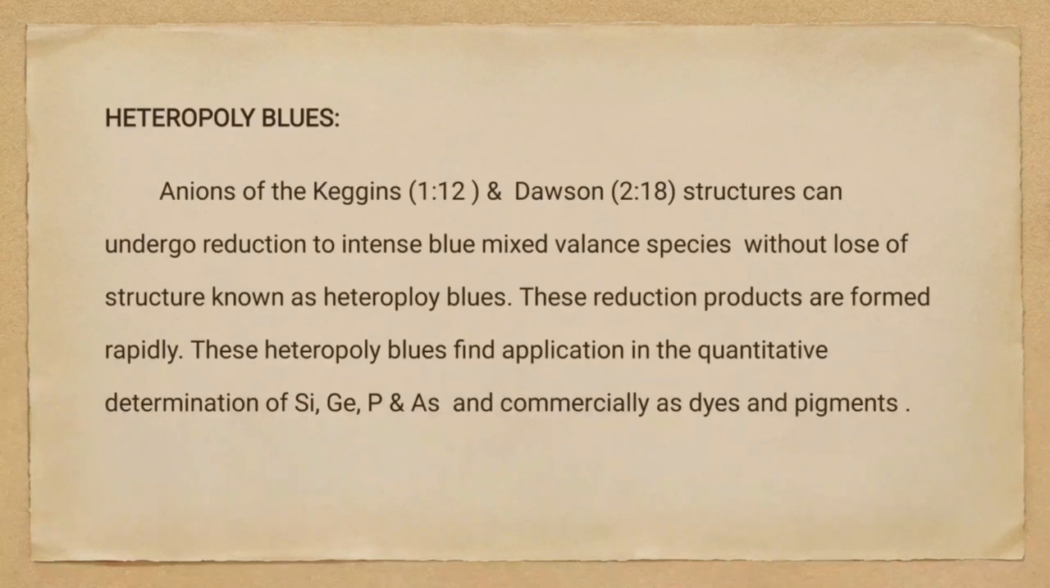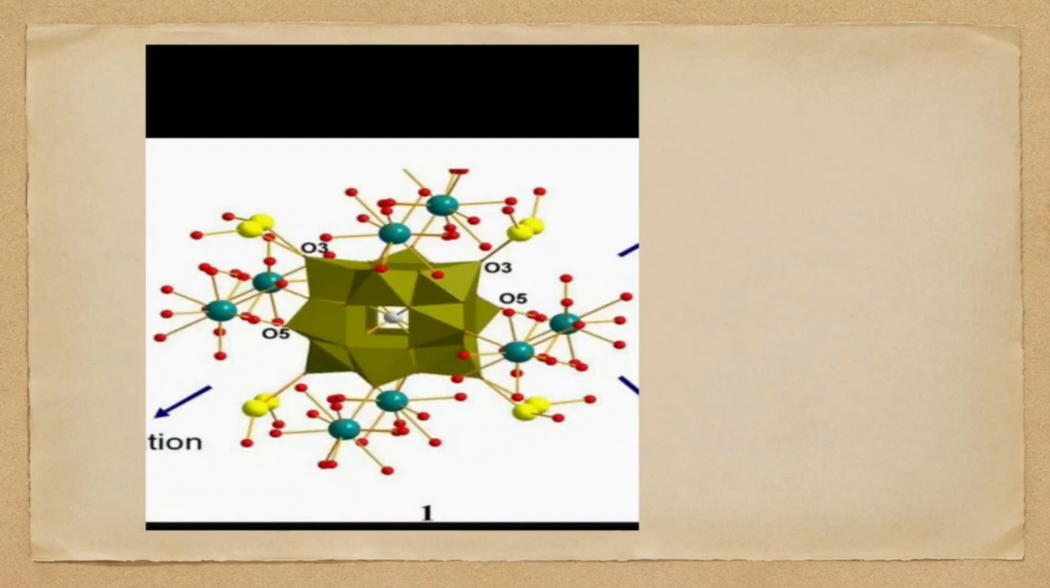Heteropoly blues. Anions of Keggin 1:12 and Dawson 2:18 structures can undergo reduction to intense blue mixed valence species without loss of structure, known as heteropoly blues. These reduction products are formed rapidly. These heteropoly blues find application in quantitative determination of silicon, germanium, phosphorus, and commercially as dyes and pigments. The structure is given in this slide.